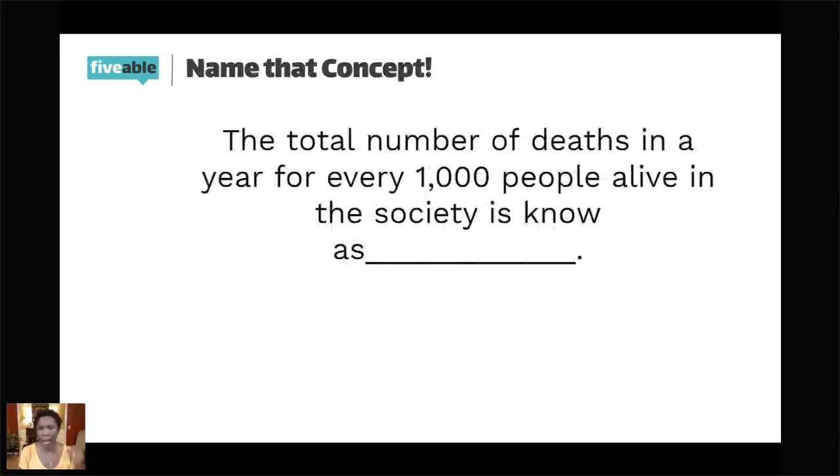I think I'm just going to kind of move through this. The total number of deaths in a year for every 1,000 people alive in the society is known as, all right, correct. Crude death rate. Ooh, y'all are on it. Okay, I'm going to keep clicking because y'all seem to be moving right along.